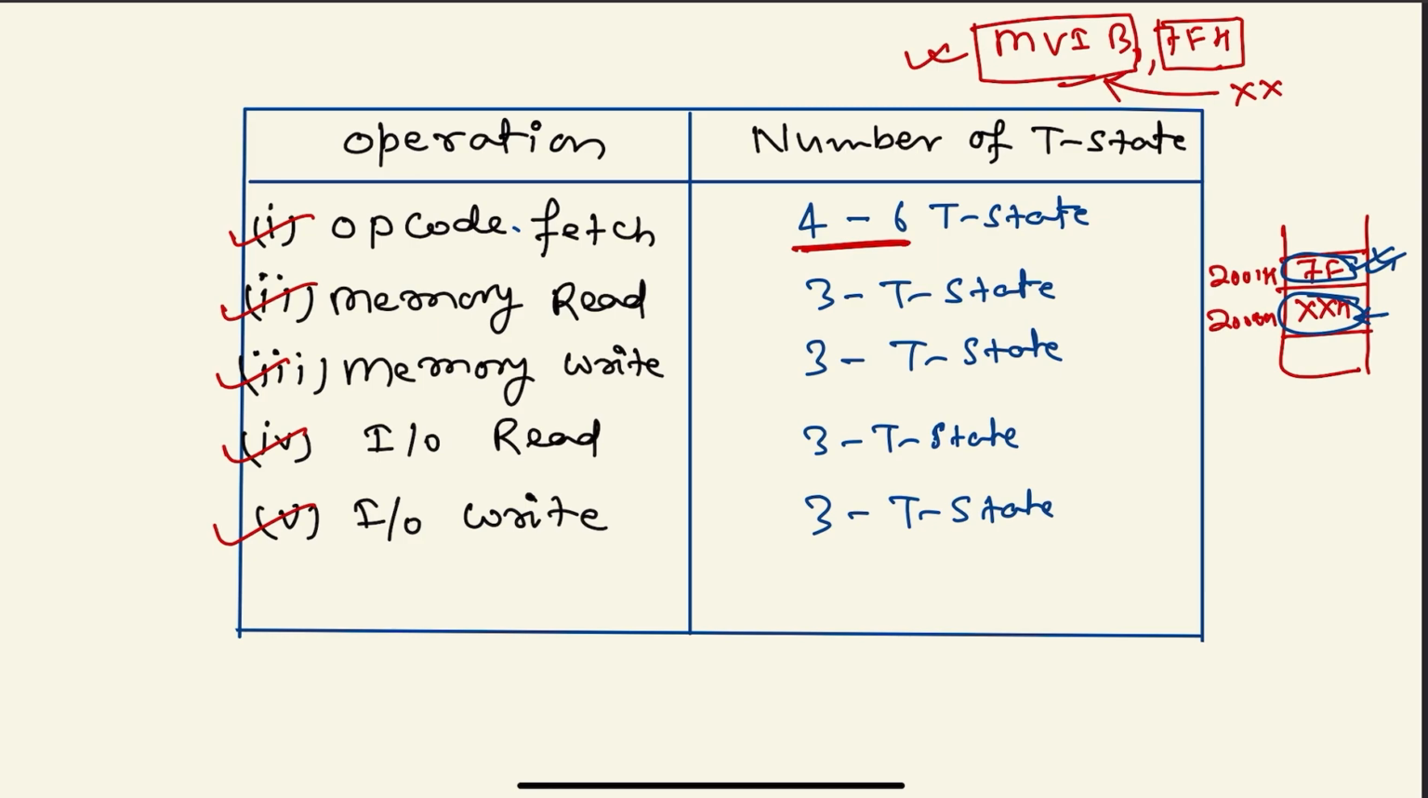So I hope you understand the relation of this machine cycle with the T state, or the different types of operations, and how each is performed with respect to the T state or clock period.